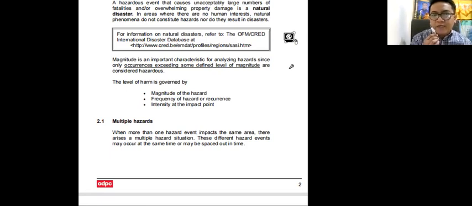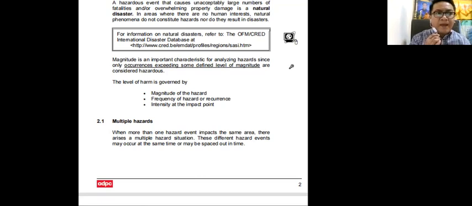Alam po natin when you hear a multiple hazard. When more than one hazard impacts the same area, there arises a multiple hazard situation. For example, ng multiple hazard po natin, nagkaroon po ng earthquake. Afterwards, merong mga pangyayaring pwede mangyari pa. Aftershocks, tsunami, diba po? Yun yung multiple hazard. Pero, meron din po tayong tinatawag na secondary hazard. Ano po yung secondary hazard? The secondary hazard, 1:1 lang.